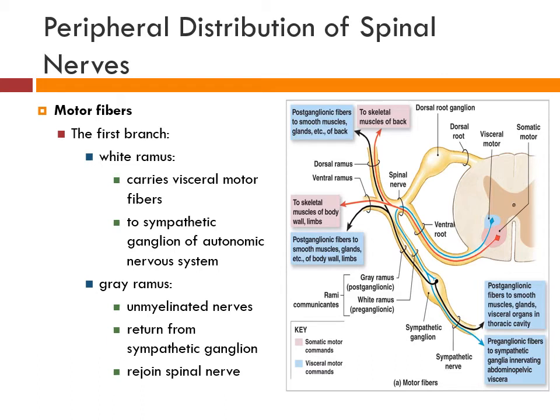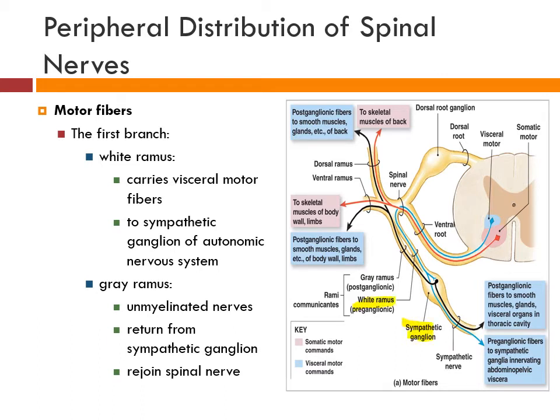So once we make it to our spinal nerve, it is going to branch and go in multiple different directions. And each direction is going to carry different information. So our first branch is the white ramus. The white ramus is going to carry visceral motor fibers, so those are autonomic fibers, to the sympathetic ganglia of the autonomic nervous system. So here's our sympathetic ganglia, and here's our white ramus.